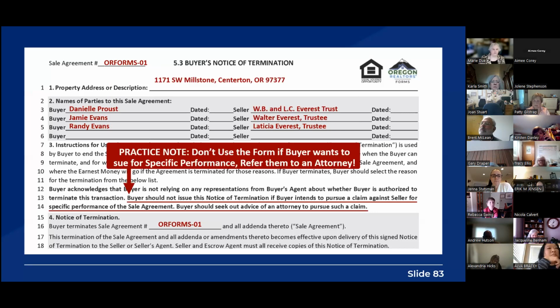So in this case, buyers shall not issue this notice of termination if the buyer intends to pursue a claim against seller for specific performance of the sale agreement. Buyers should seek out legal advice from an attorney if they're going to do that. So if they want to sue and terminate for specific performance, send them to an attorney. That's the one area that we don't want you practicing law. We don't want you getting into trouble because of the law.